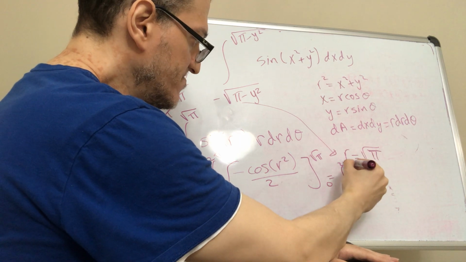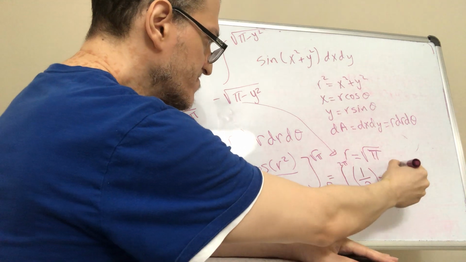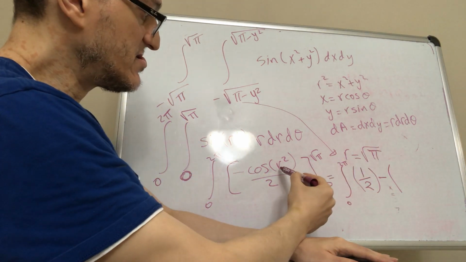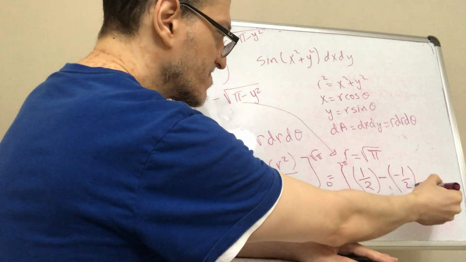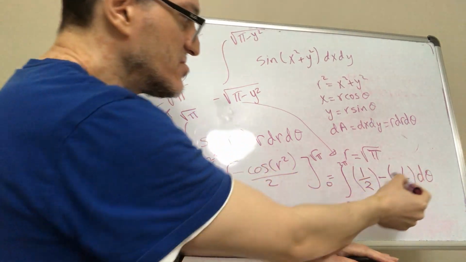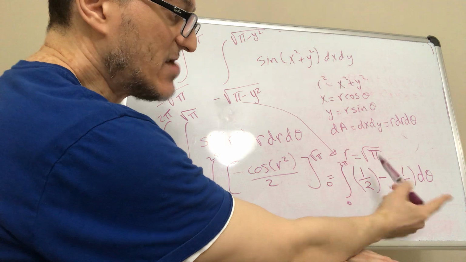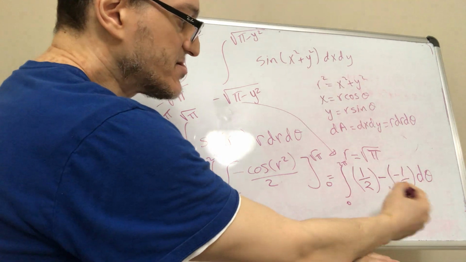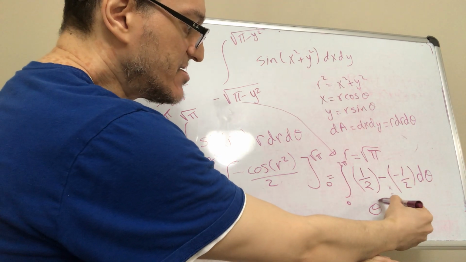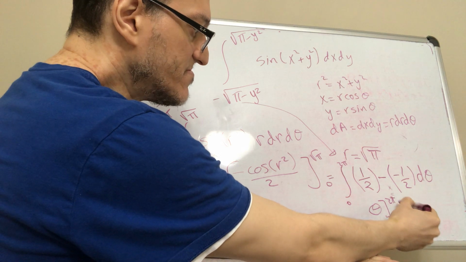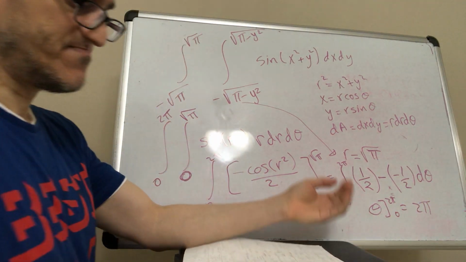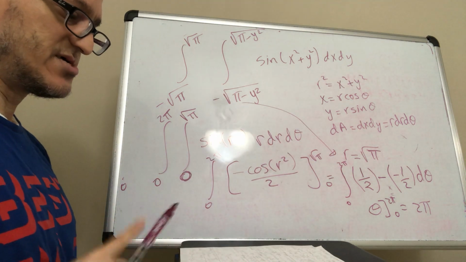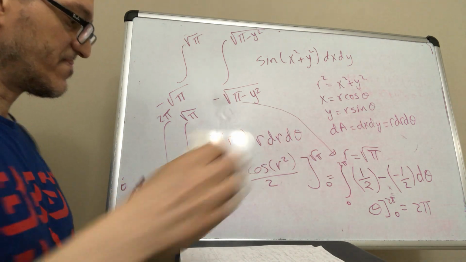Zero to 2 pi. Minus. Plug 0. Cosine of 0 is 1, so minus half. So basically, it's half plus half, 1. The integral of 1 is theta, 2 pi, 0. The answer is 2 pi. So the answer for the question here is 2 pi.